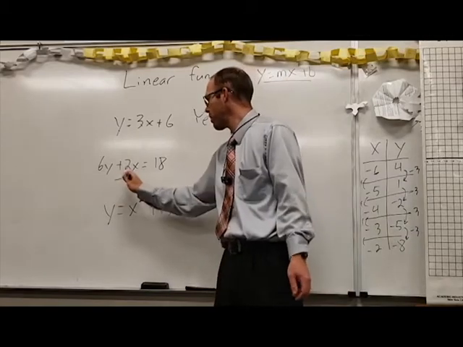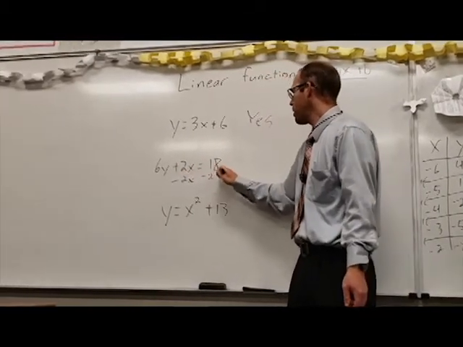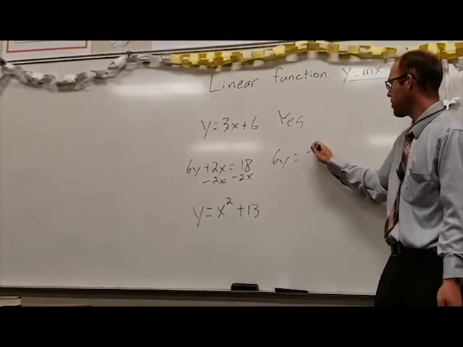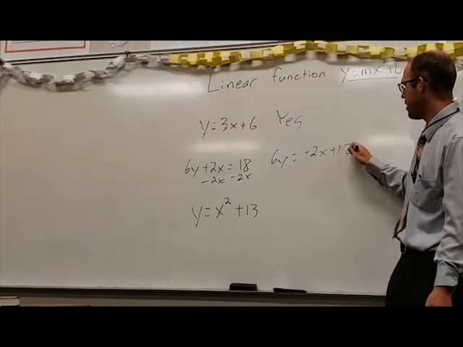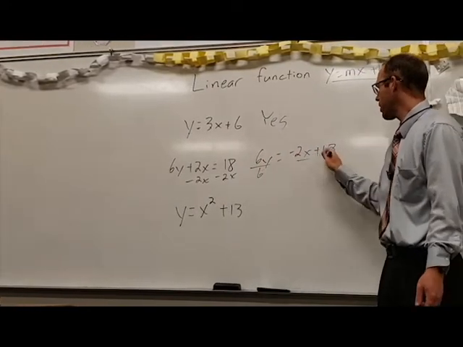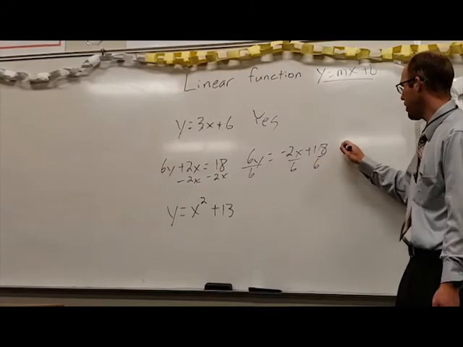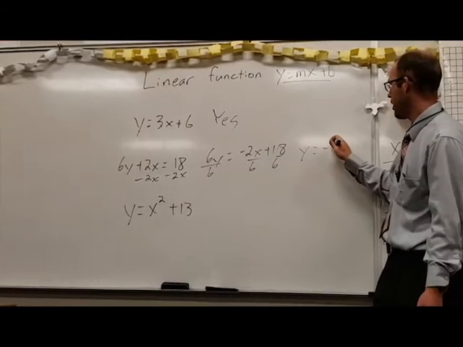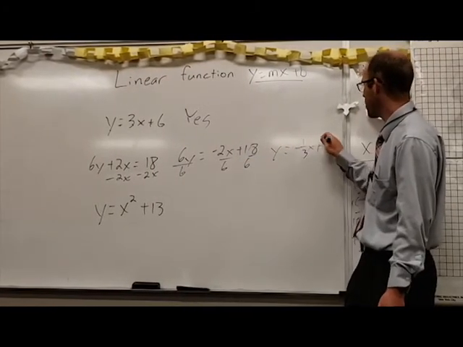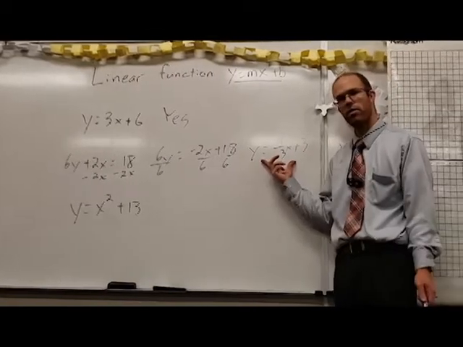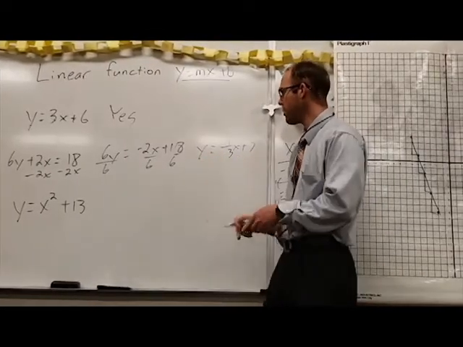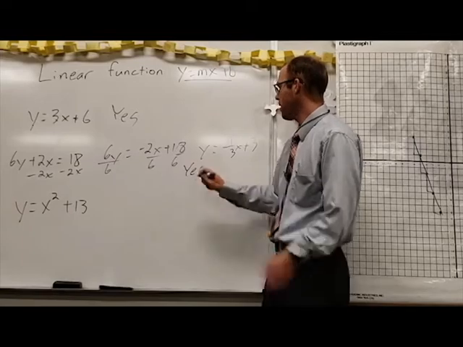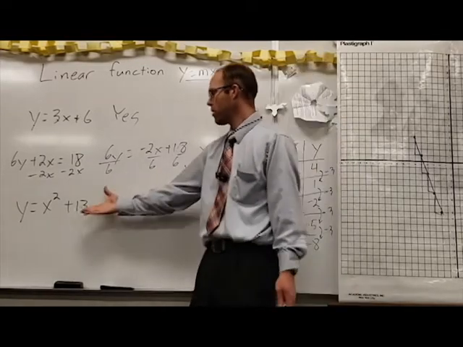Let's solve for y by subtracting 2x. And we get 6y equals negative 2x plus 18. Divide both of these by 6. And we get y equals negative 1/3 x plus 3, which again is in slope-intercept form. So this, yes, is a linear function. It fits that. This one is not.